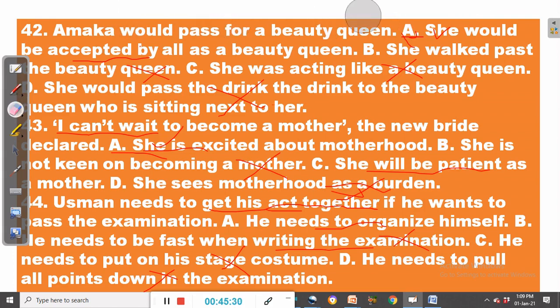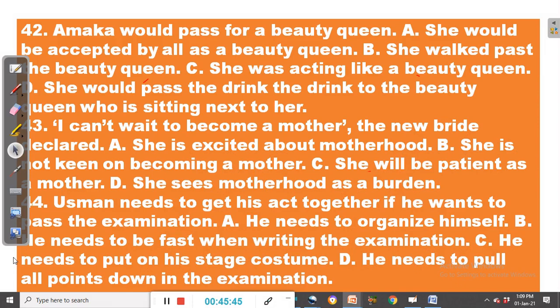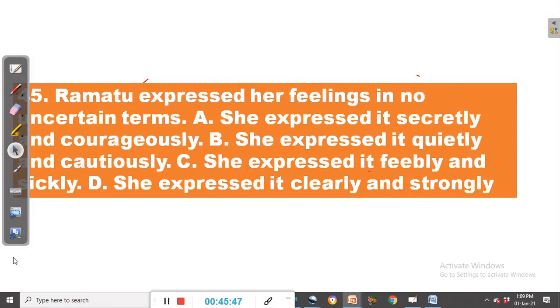Okay, so let's wipe the board so we can get to the next page and find it clean. Alright, so let's go to question number 45.